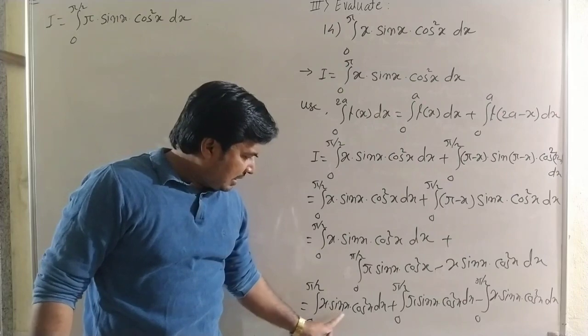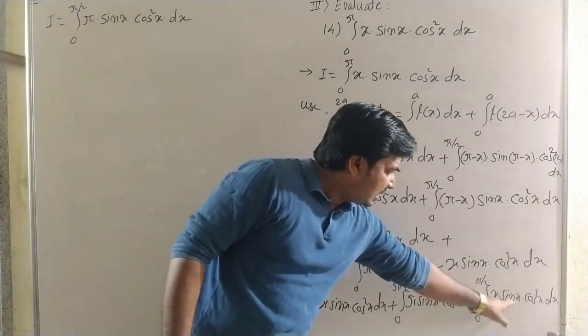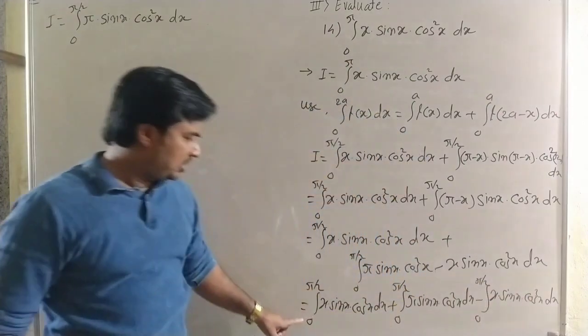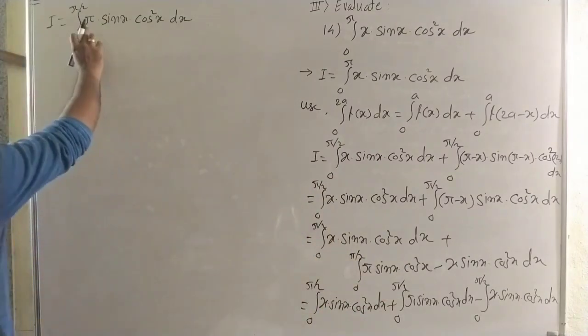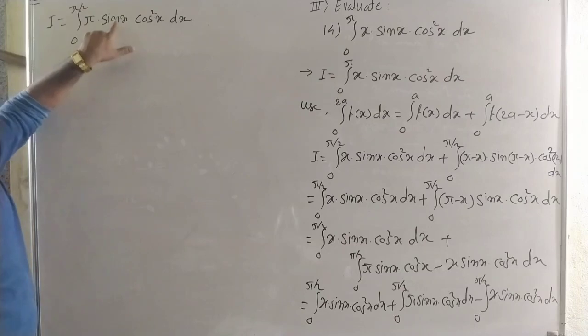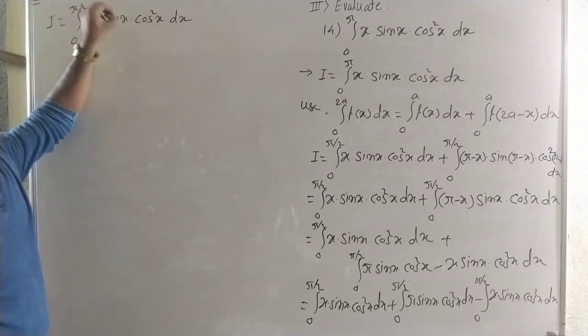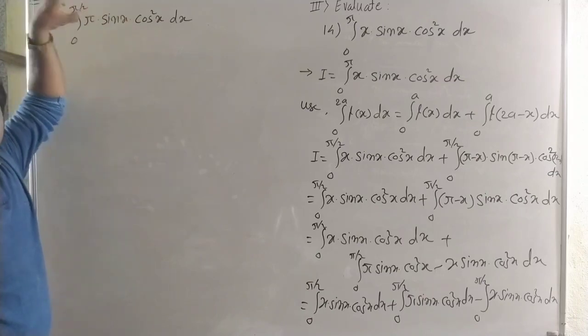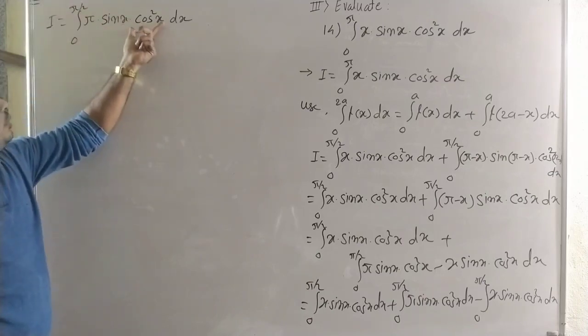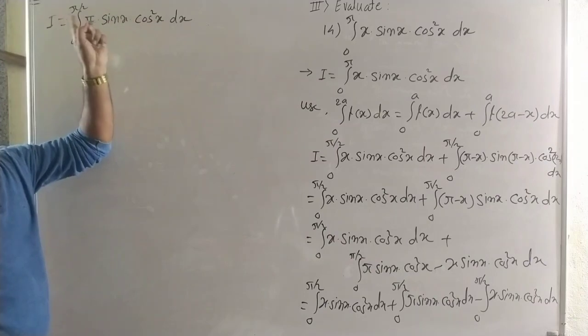Here x sin x cos square x, it is x sin x cos square x, but it is minus, it is plus, both get cancelled, only the middle term is remaining. Here pi is a constant, and here sin x into cos square x. This integral we can solve by using the substitution.